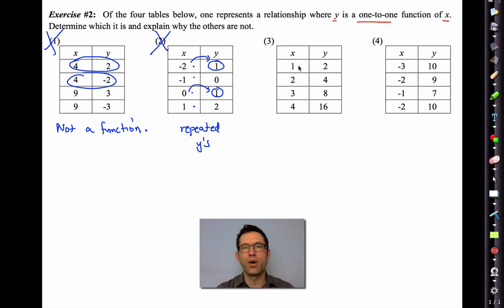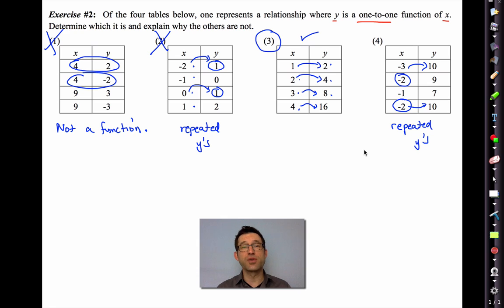Let's take a look at this one. 1, 2, 3, 4, 2, 4, 8, 16. Yeah, that's good, right? Each one of these x's got its own y, and really, in a certain sense, each one of these y's got its own x. Well, this is our winner. Let's make sure, though, we understand number 4. Number 4, problematic because we have repeated y's. It's also problematic because we have repeated x's.